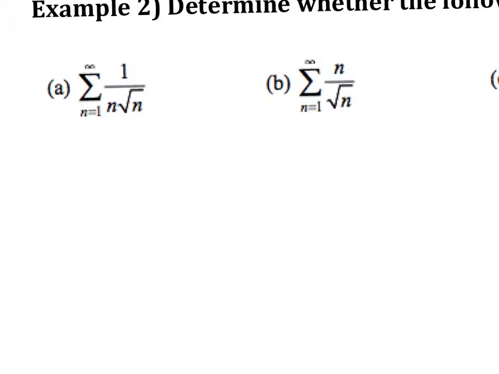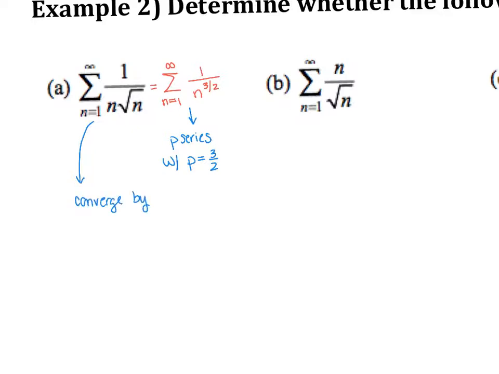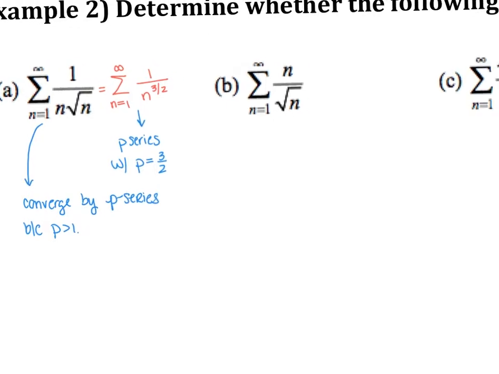So here in the first one, I have the sum from n equals 1 to infinity of 1 over n times the square root of n. So we just need to recognize that this is the sum from n equals 1 to infinity of 1 over n to the 3 halves. So you'll see here, this is going to be a p-series with your p equal to 3 halves. And since your p is greater than 1, I know that the p-series here is going to converge. And you just say converge by p-series because p is greater than 1. And that's all. Let's take a look at the next one.